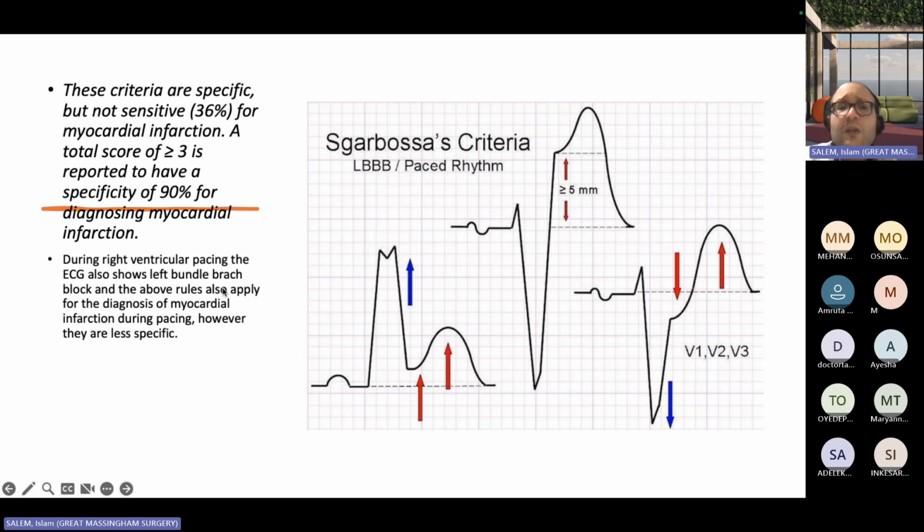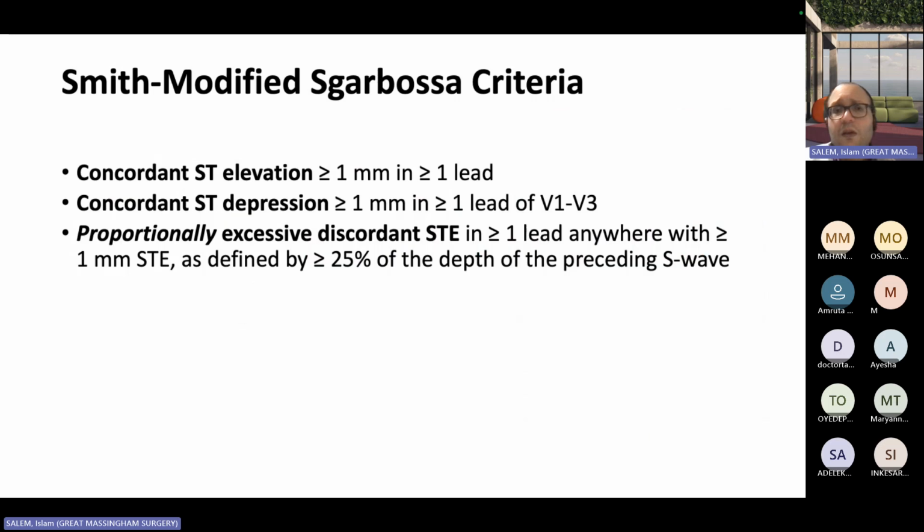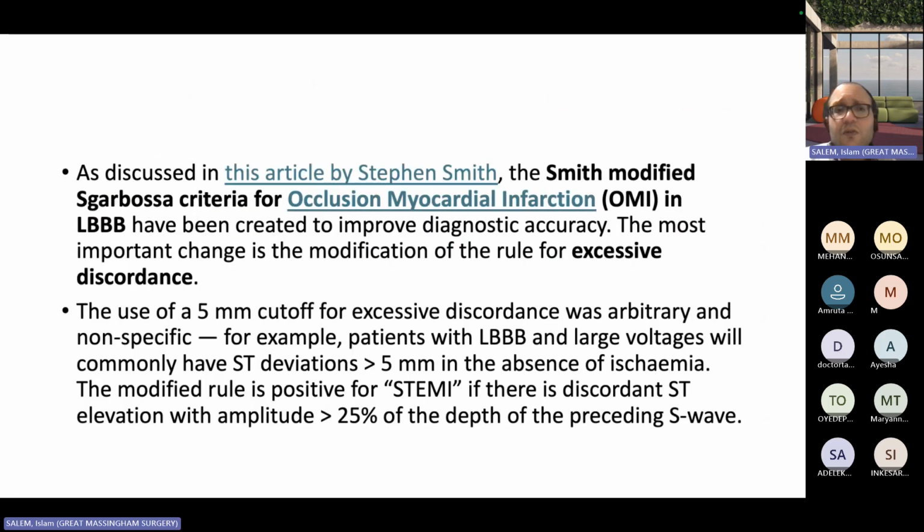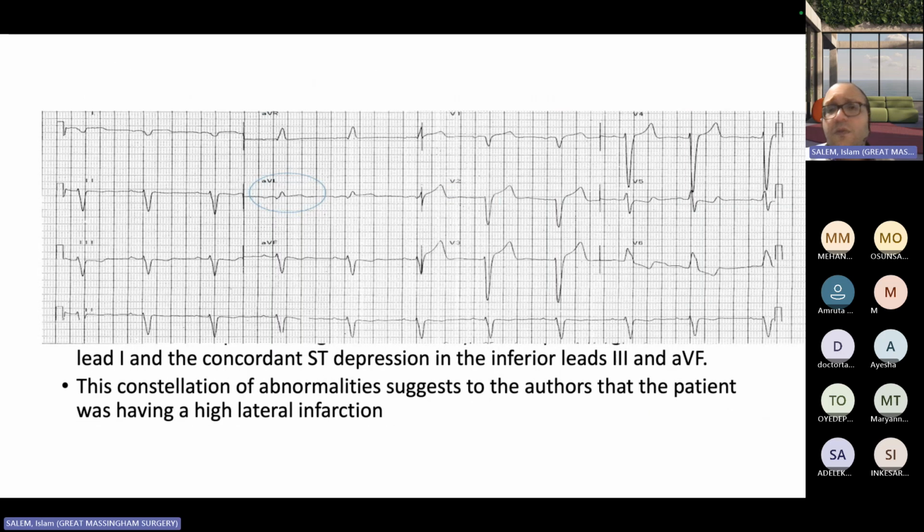Usually you need more than one criterion to consider that the patient has an infarct, because each criterion has a mark, and if the marks are 3 out of 5 or more, then this is positive. If it's less than 3 marks, then it is non-specific and not sensitive. So this is all, and these are some examples. I hope that is clear, doctor.